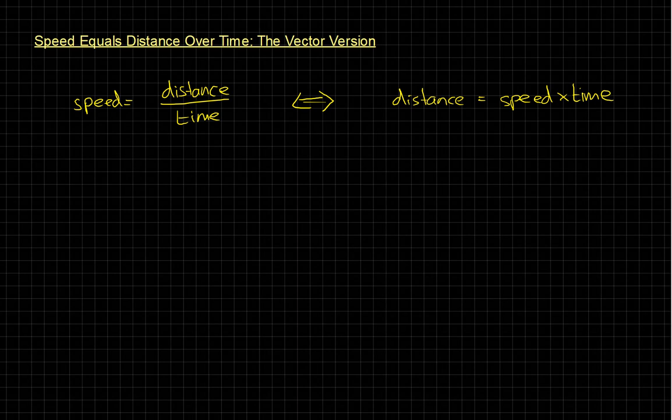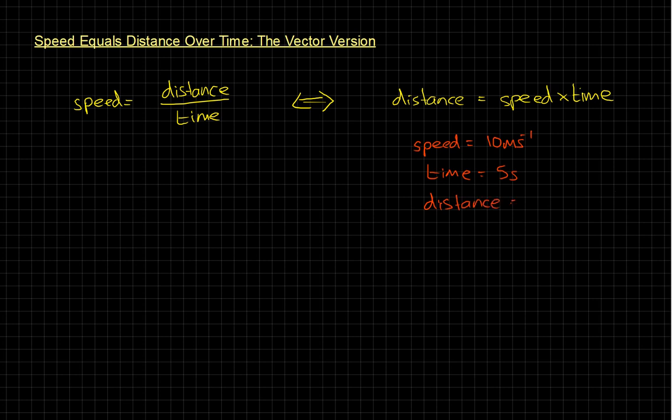Now, when we say distance equals speed times time, what we really mean is the distance from where you first started, right? Let me give you a specific example. Let's say my speed was 10 meters per second, and I did that for 5 seconds. Okay, how far would I have gone? The answer's just 50, right? I've gone 50 meters.